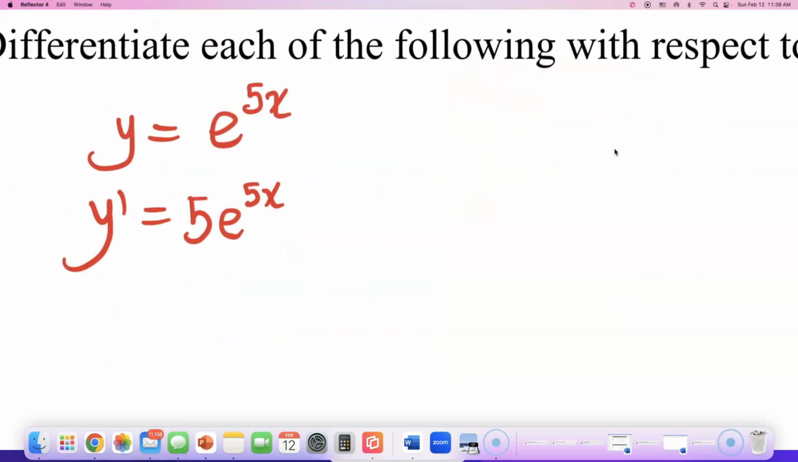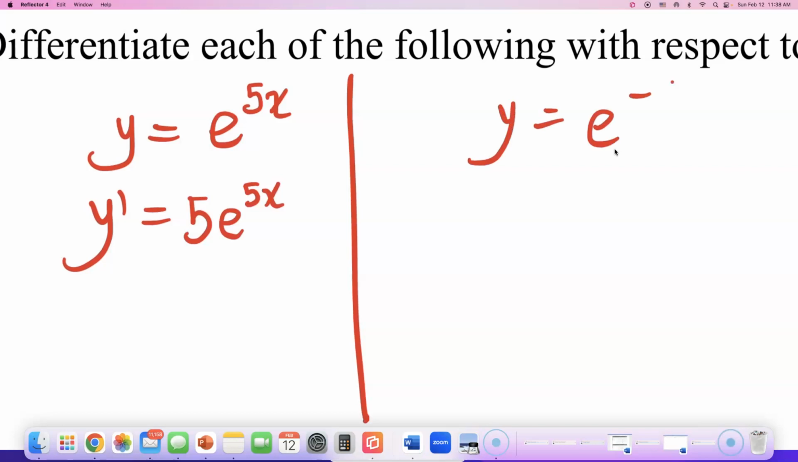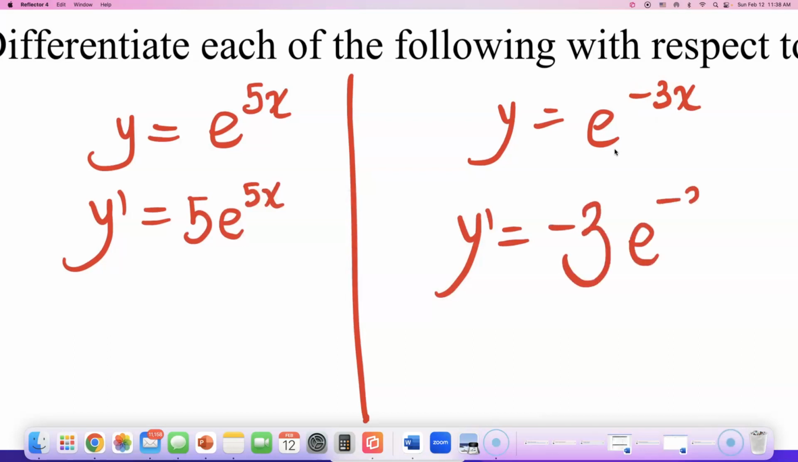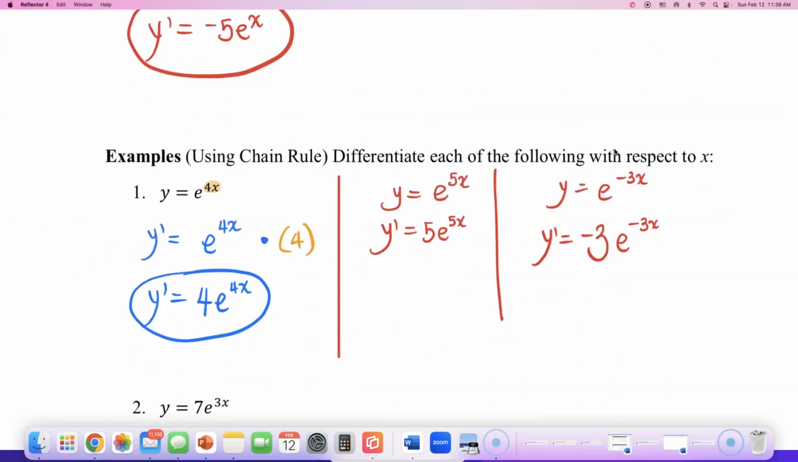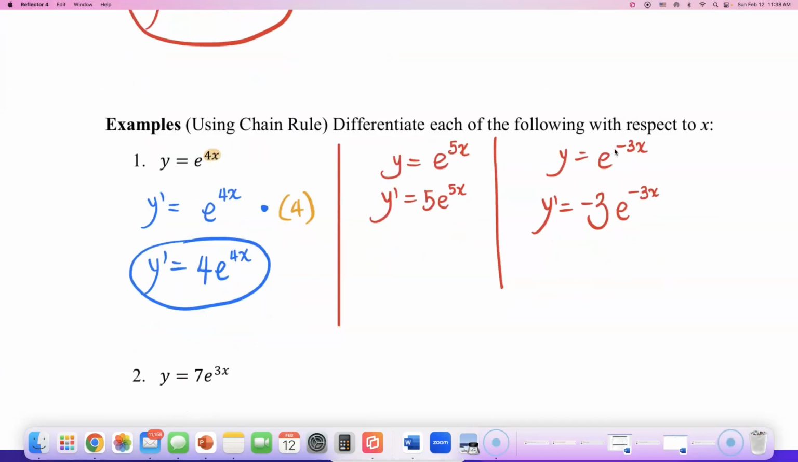Okay, one more. What if I give you y equals e to the negative 3x? Well, what do you think that derivative is? This coefficient of negative 3 comes down to the front, giving you negative 3, but you keep that exponential term exactly the same. Do not go down on the exponent, okay? So that's how you can find the derivative of these exponential functions.